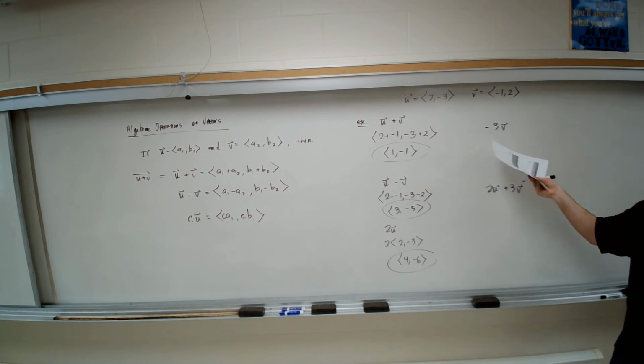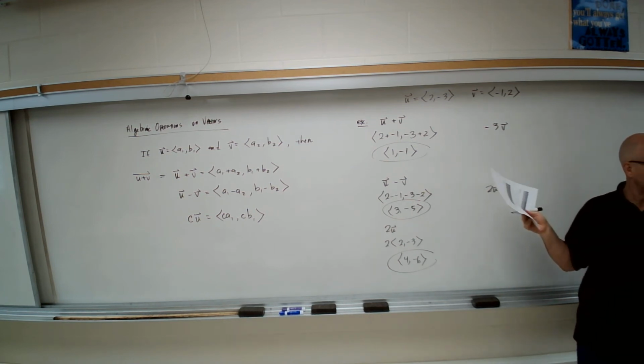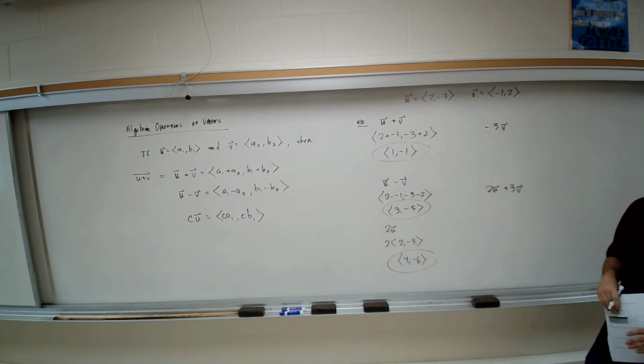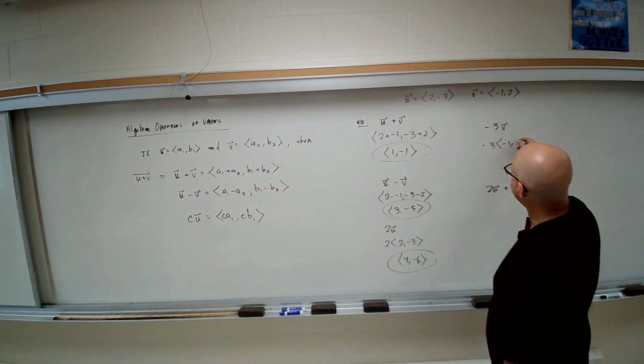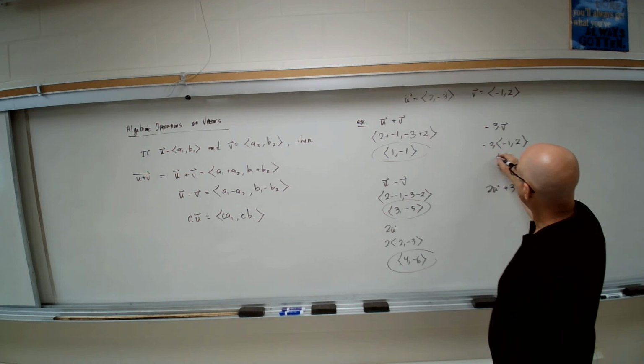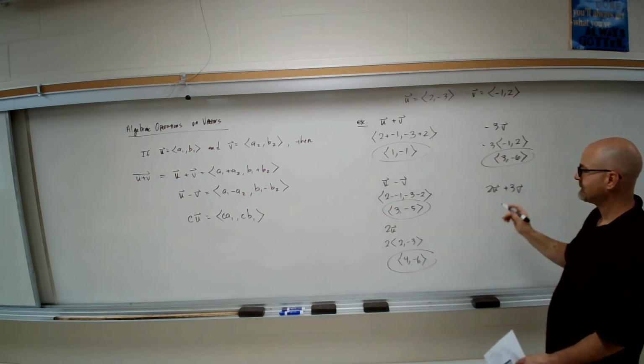-3v. This will make it 3 times as long, but since it's negative, it's going to make it the opposite direction. So for this one, -3 times -1, 2. That'll give us 3, -6.